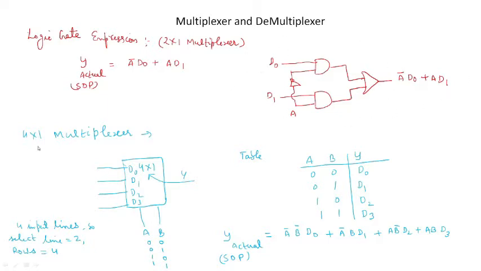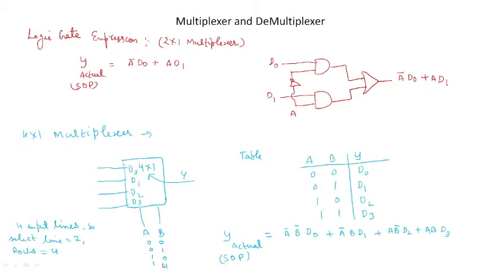Now we will make the table for the 4 by 1 multiplexer. Here you can see that there are 4 input lines D0, D1, D2, D3, and there is one output that is represented by Y. And because there are 4 input lines, there will be 2 select lines, called A and B. If there are 4 input lines, then for 2 select lines there will be 4 rows.